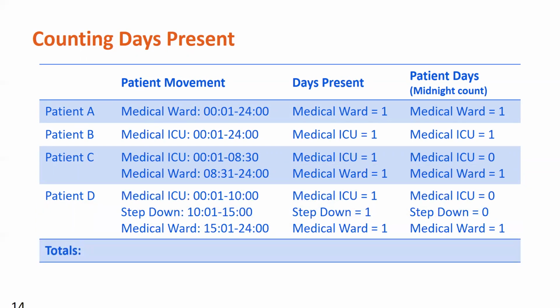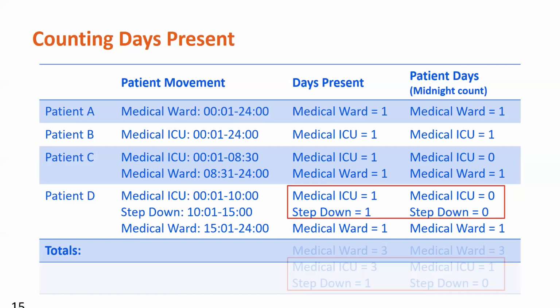And patient D moved around just a little bit more. They started the day in the ICU, then moved to the step down, and then finally ended the day in the ward. So for AU, they would get 1 day present for each of those locations since they were there at any time during the calendar day. But again, for the patient day count, they ended the day at midnight in the medical ward, so they only get 1 patient day for the medical ward. So again, you can see for 2 locations here for this patient D, they would attribute days present, but not patient days.